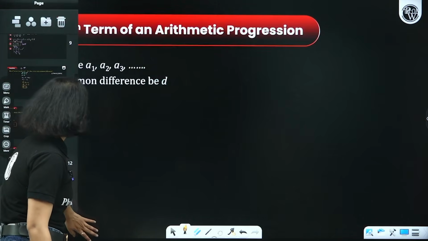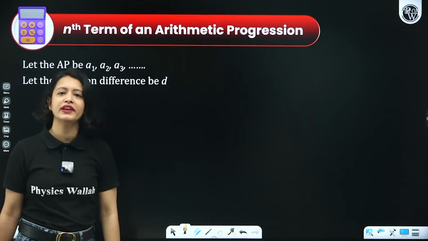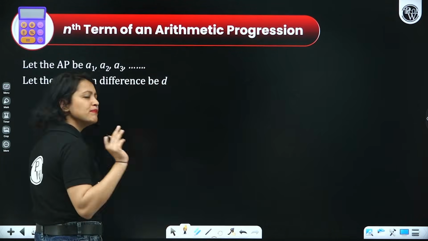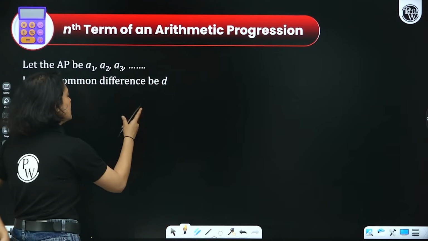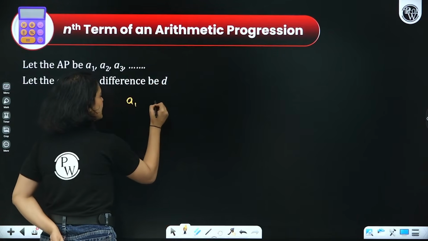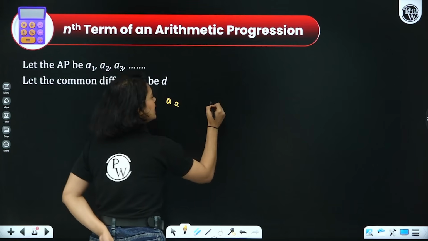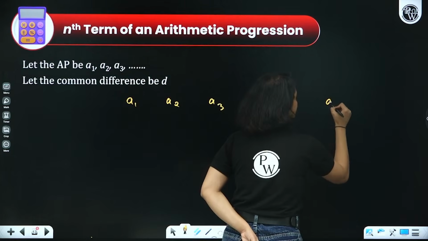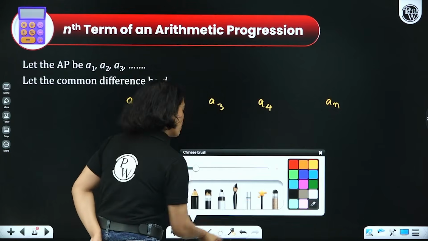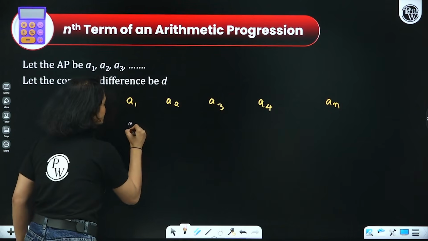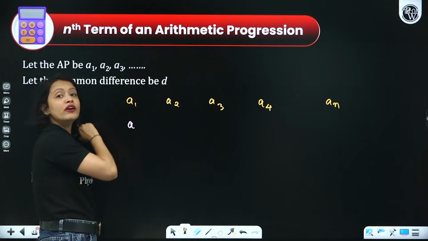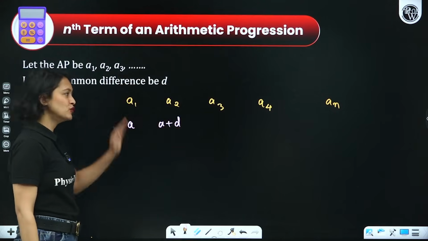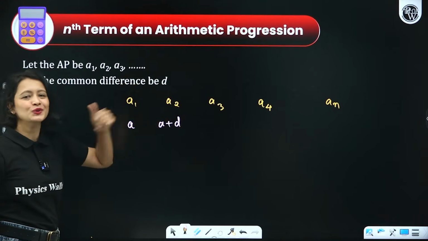Okay, now let's talk about the nth term of an AP. What is the formula for that? So for that we'll simply observe. See, if I write the terms like this, A1, then we have A2, A3, A4, and finally I'll write AN here. Now notice what is A1? A1 is simply A, the first term, right? What is A2, everyone? A2 would be the first term plus the common difference. You will add something with A1 to get A2, that is D, right?